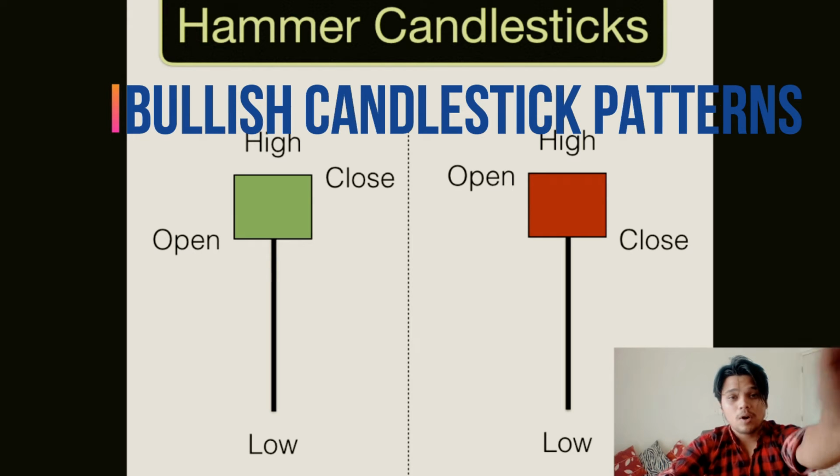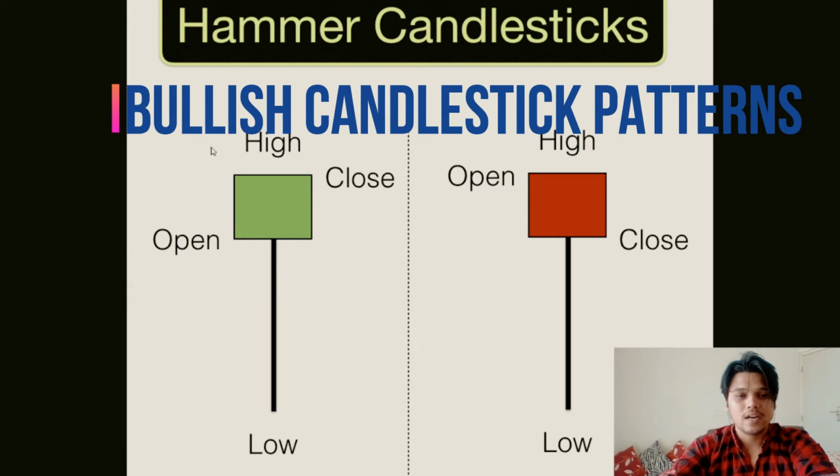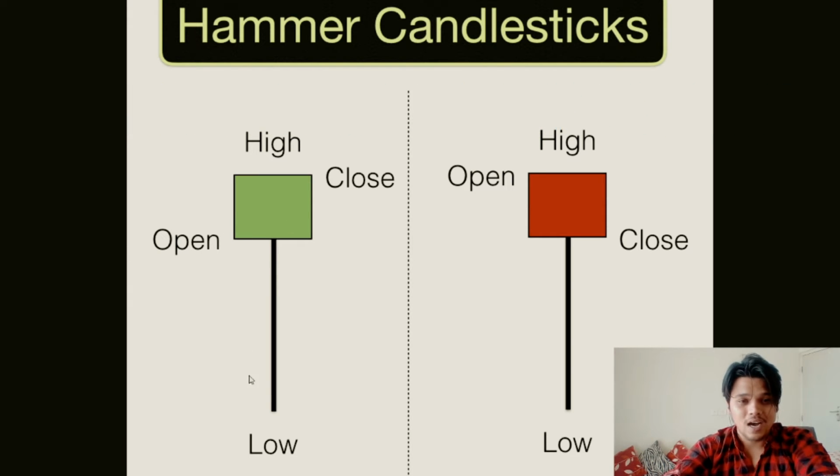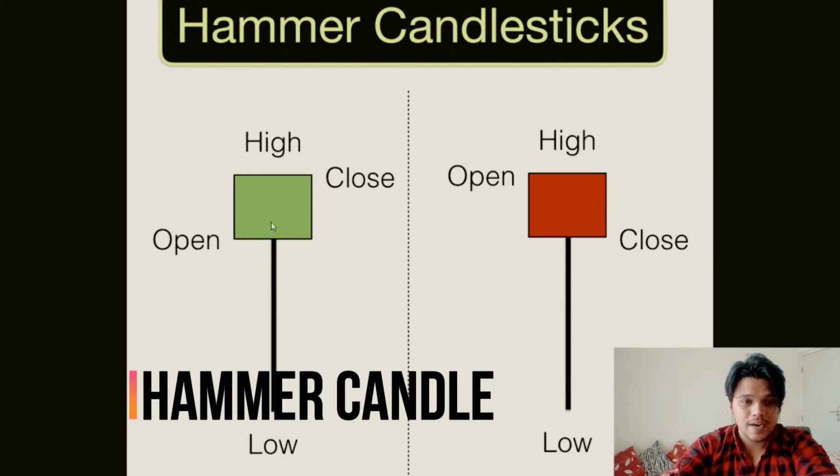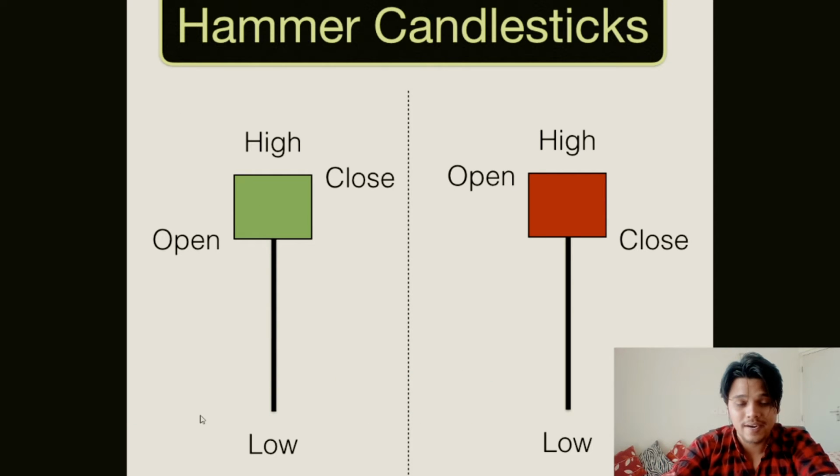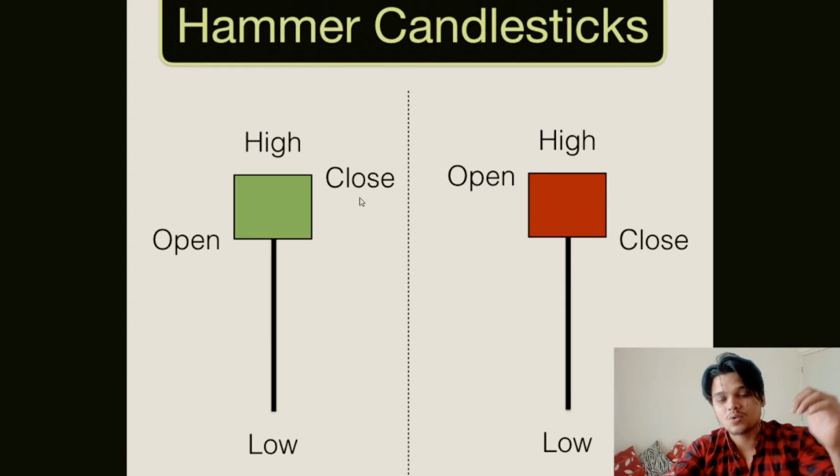So talking about our hammer candlestick. All right, so a hammer candlestick is something like this. You can see a hammer: a short body with a long wick. And you can find these candles at the top of the market.